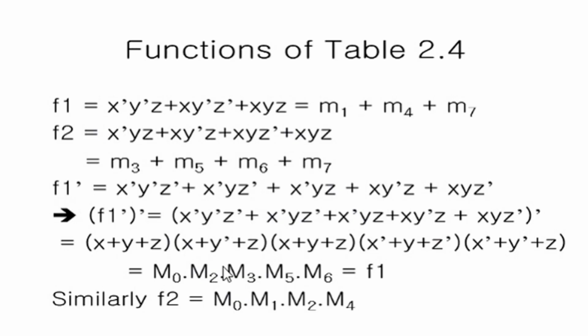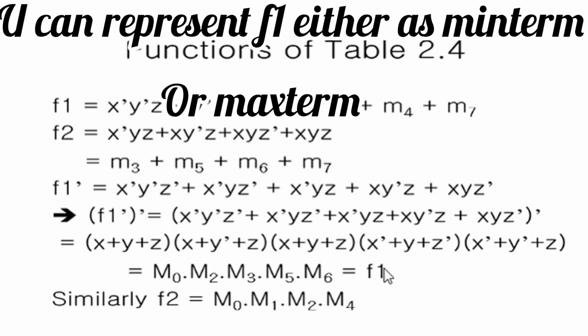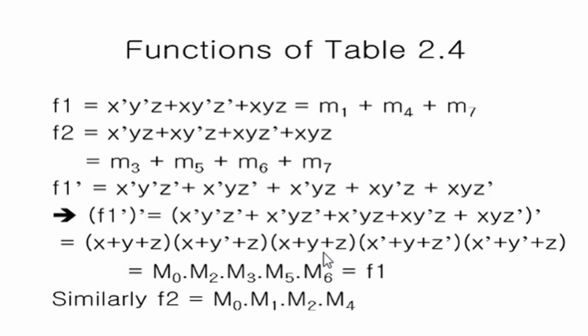The rest of the values should be in terms of max terms. So what are the rest of the values? Capital M0 dot, why am I putting dot? Since it is a product term. M0 dot M2. Why am I leaving M1? Because it is there in the F1, right? So M0 dot M2 dot M3 dot M5 dot M6. Capital M4 I have left out because small m4 is there.